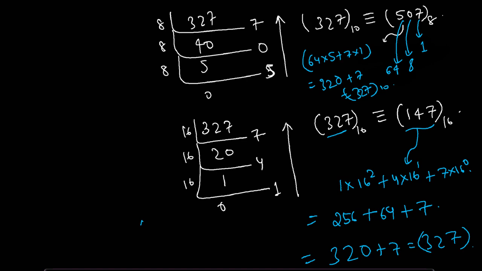Let's say an octal number is given and you want to find the hexadecimal equivalent of it, how can you do it? Very simple. You first convert that octal number into its decimal equivalent, and from the decimal equivalent you will get the hexadecimal equivalent. Okay, so for example, in this case, you know that 507 in base 8 is equivalent to 147 in base 16.